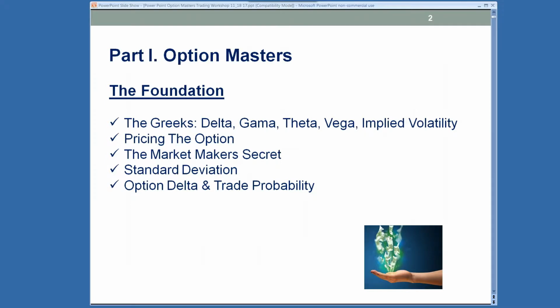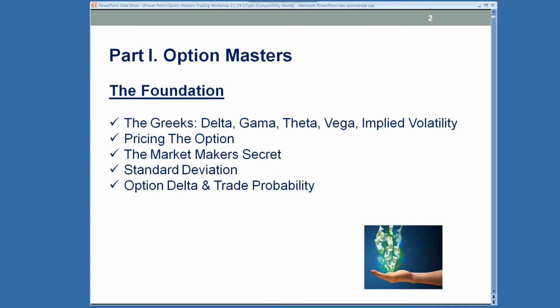So we're going to cover today, start out with the foundation of options. We're going to go through the Greeks and go through how important they are and what they do as far as helping you measure statistically price differences and things that shape and change price for an option and how they impact the option. So we're going to look at delta, gamma, theta, vega, and implied volatility, and then go through the pricing of the option, how that works, the market maker secret.